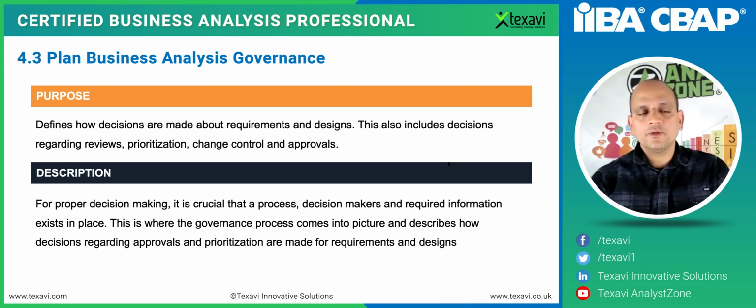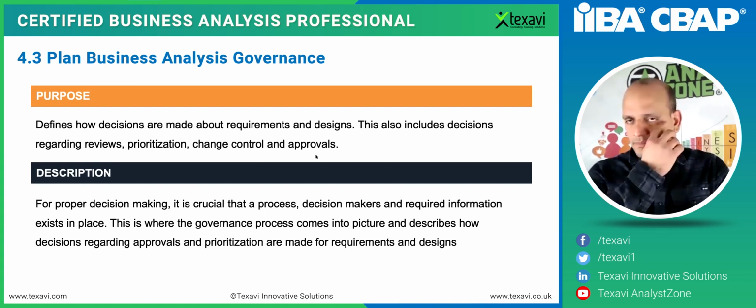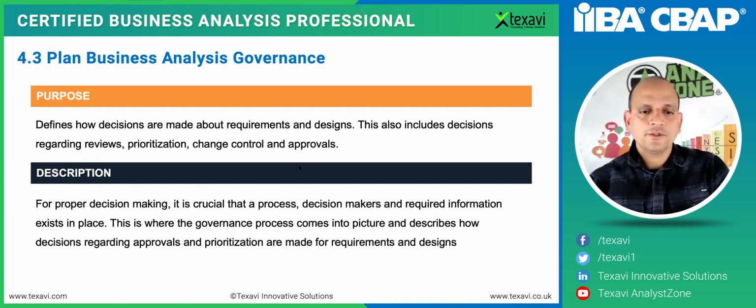And so this also includes decisions about reviews, prioritization, change control, approvals, the workflow. So decision makers and required information exist. All of that needs to be in place: the process, decision makers, and required information, right? This is where the governance process comes into the picture and how decisions regarding approvals are made.